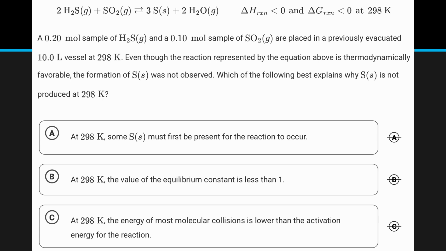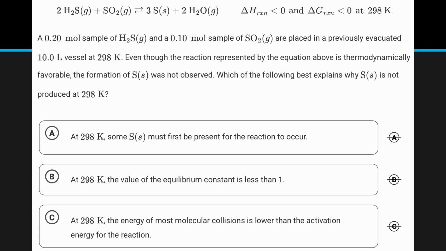A 0.2 mole sample of H2S and a 0.1 mole sample of SO2 are placed in a previously evacuated 10-liter vessel at 298 Kelvin. Even though the reaction represented by the equation above is thermodynamically favorable, the formation of S was not observed. Which of the following best explains why S is not produced at 298 Kelvin?